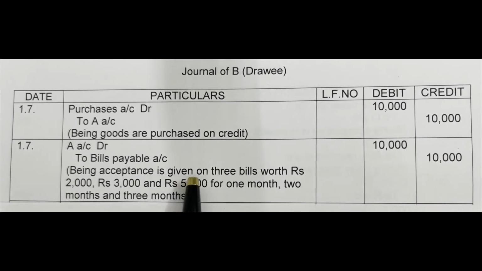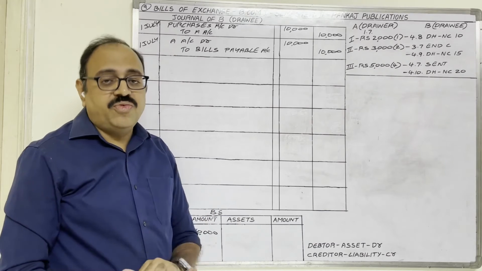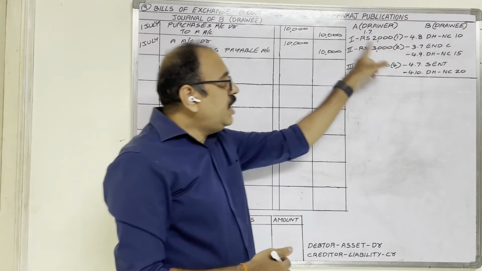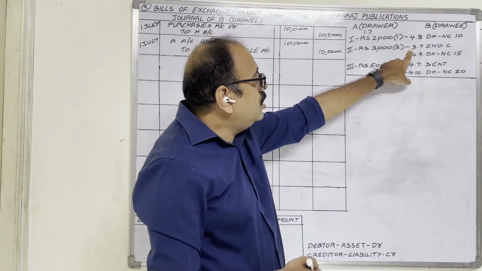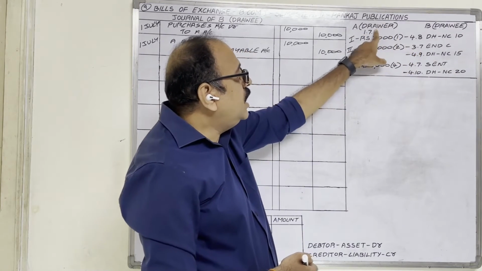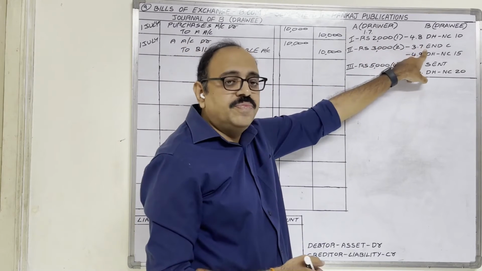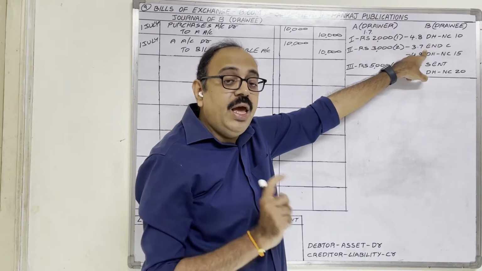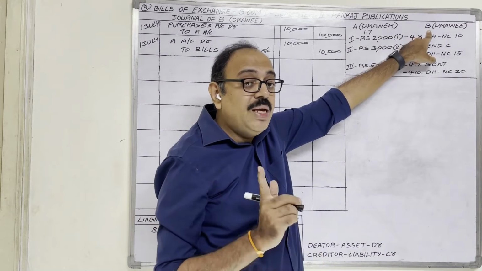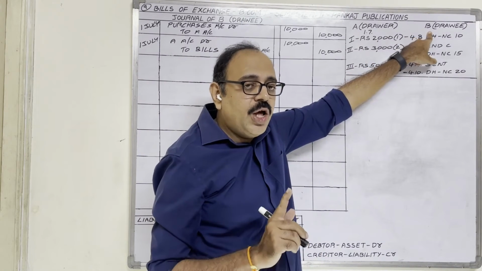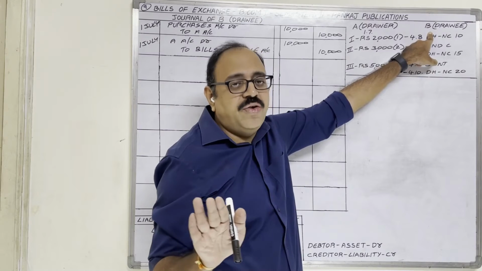Acceptance is given on 3 bills worth 2,000 rupees, 3,000 and 5,000 for 1 month, 2 months and 3 months. Next entry is for what? See, date wise if you observe, after 1st July, on 3rd July, A is endorsing second bill to C. This endorsement is between A and C. Now in B's books we are writing journal entries. B is not affected. So for this endorsement in B's books there is no entry.